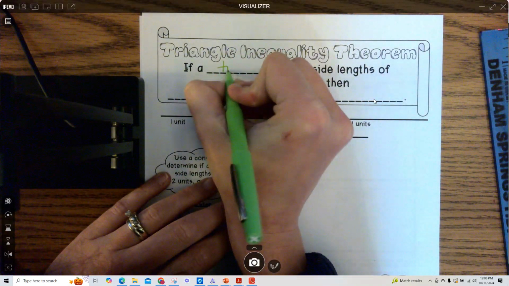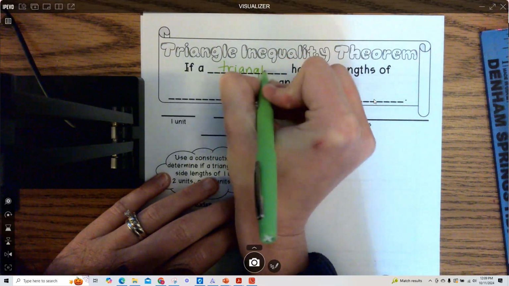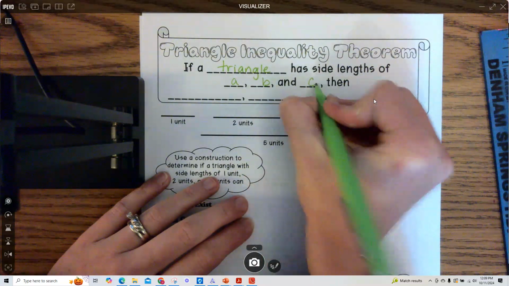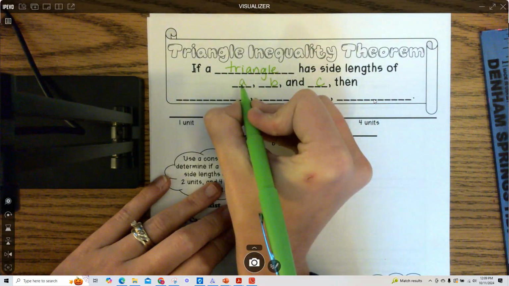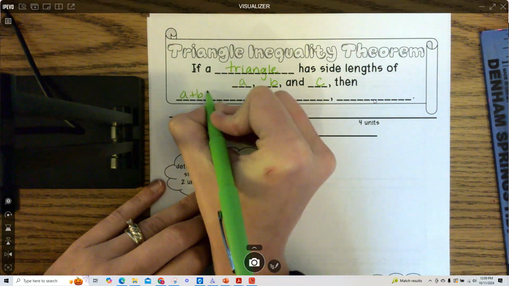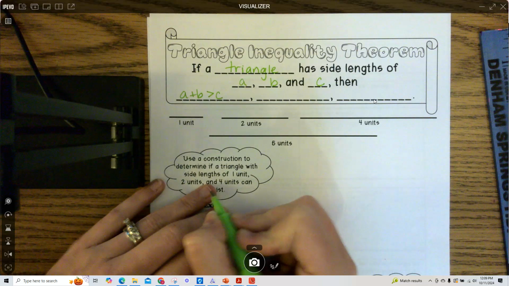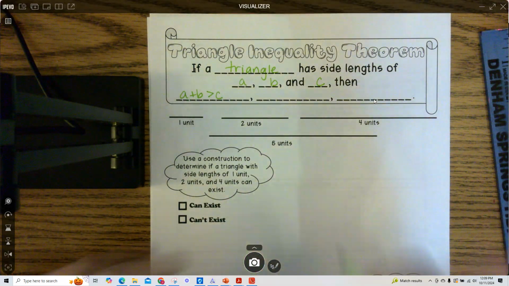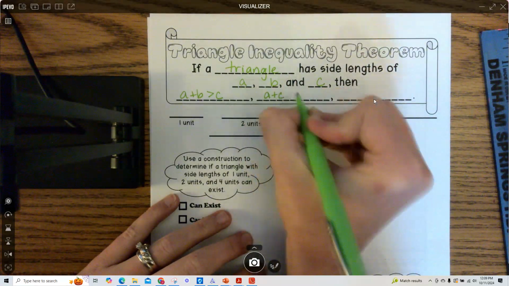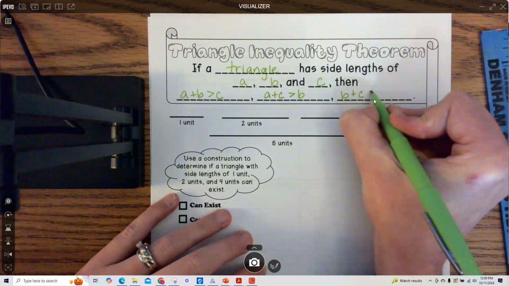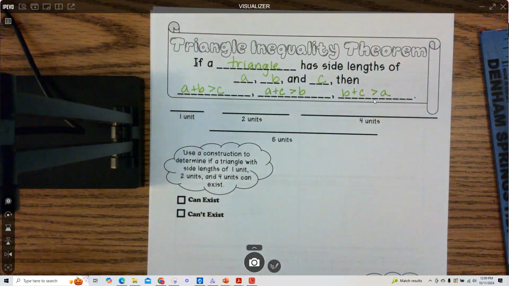If a triangle has side lengths of A, B, and C, if I add two of those sides together, so A plus B, that has to be greater than the length of the third side. So no matter how you combine the sides, two of them added up have to be greater than the third one. So A plus C has to be greater than B, and then B plus C has to be greater than A. This is one of those things you probably haven't seen since 6th grade.